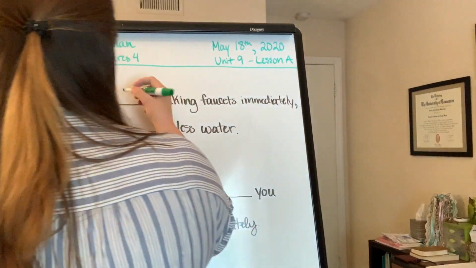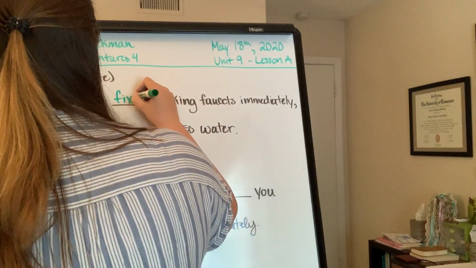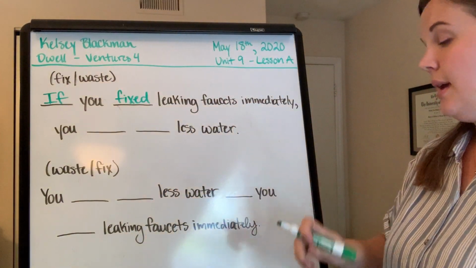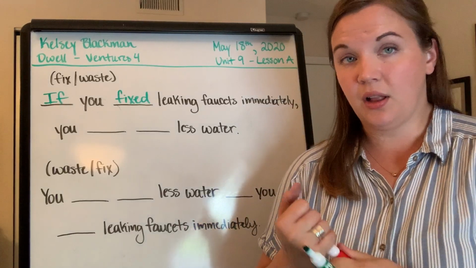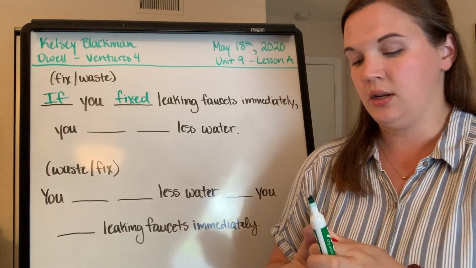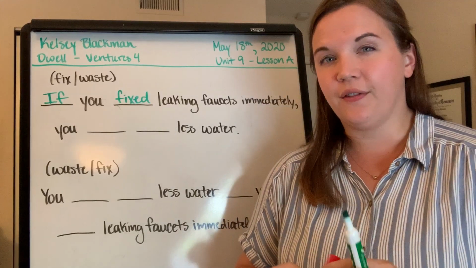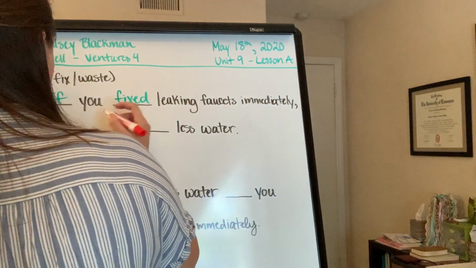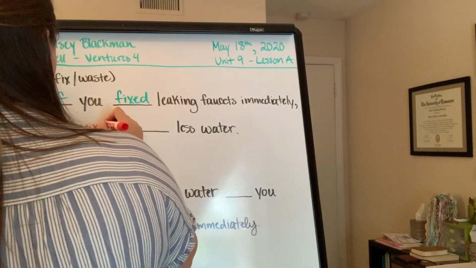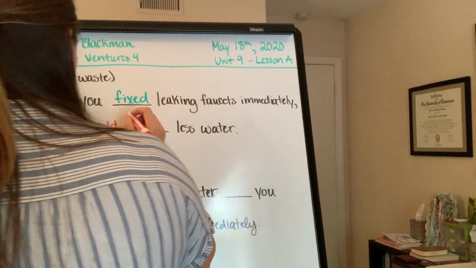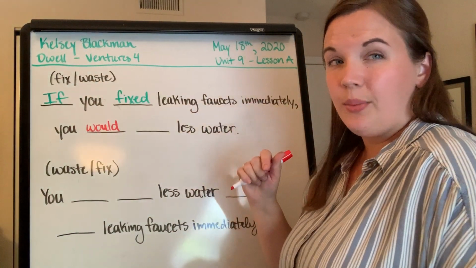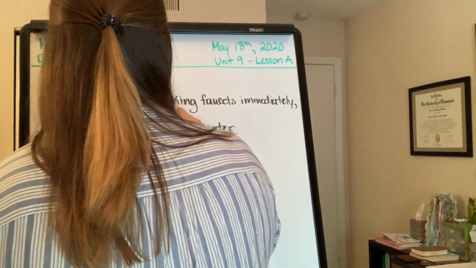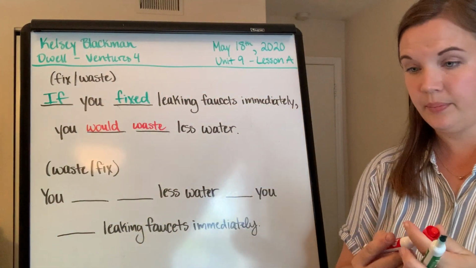Past tense. So if you fixed leaking faucets immediately, and then for the results clause, we use would, and which form of the verb? The base form. You would, what is the verb? Waste. So the base form is waste. You would waste less water. Very good.